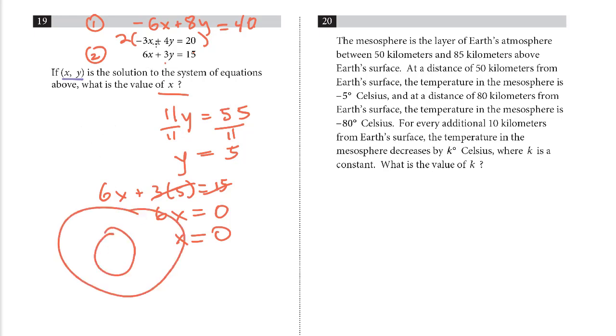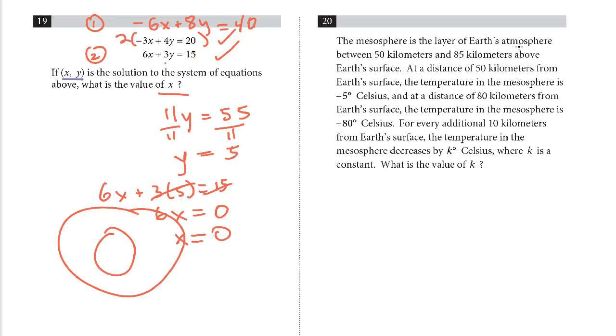But let's just double check that in the other equations. Minus 3 times 0 is 0, plus 4 times 5 equals 20. That checks. 6 times 0 is 0, plus 3 times 5 is 15 equals 15. That checks. That's the correct answer. X equals 0.